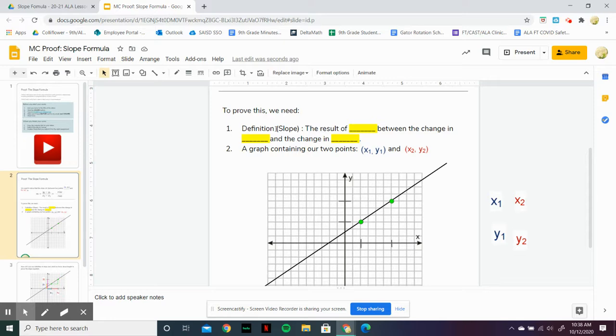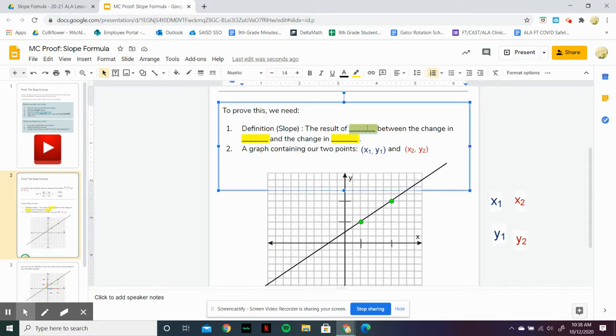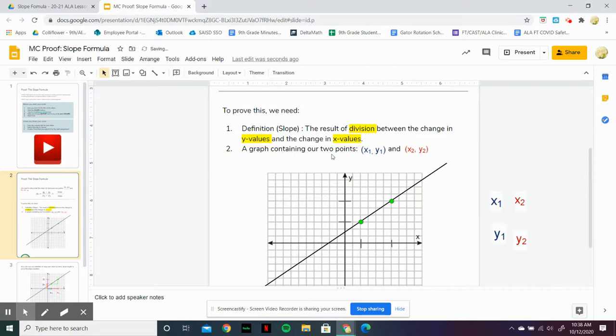To prove this formula, we need two things. The first is the definition of slope. And the definition of slope is the result of division between the change in y values and the change in x values. Second thing that we need is a graph containing our 2 points.